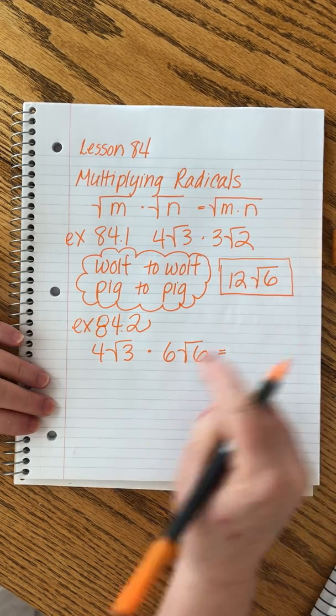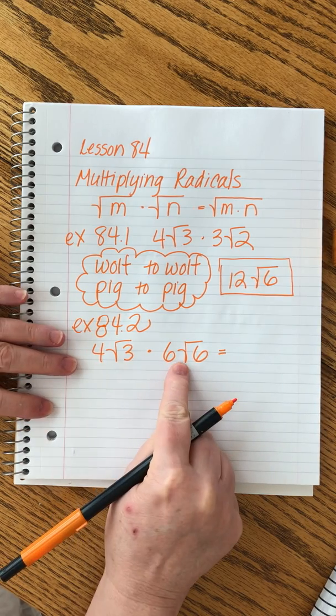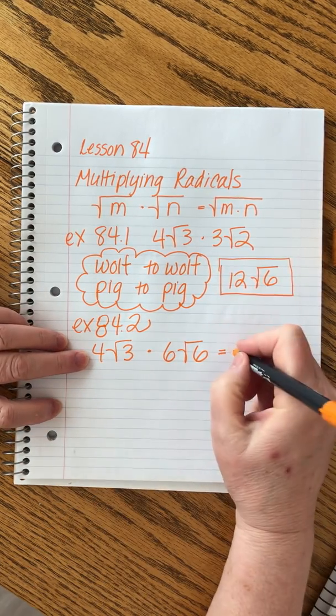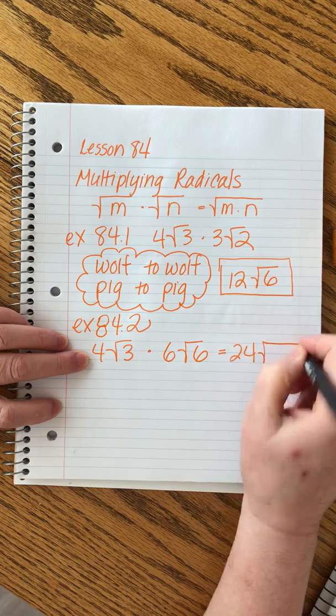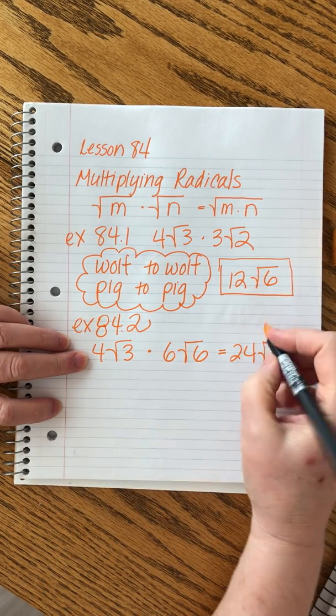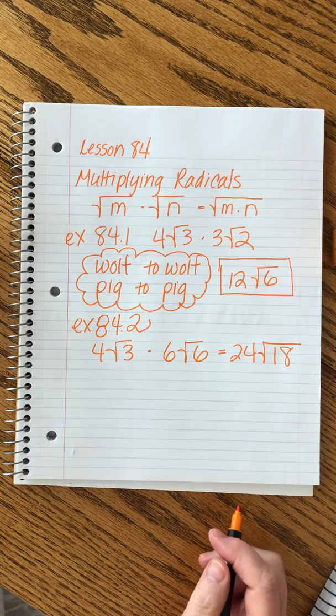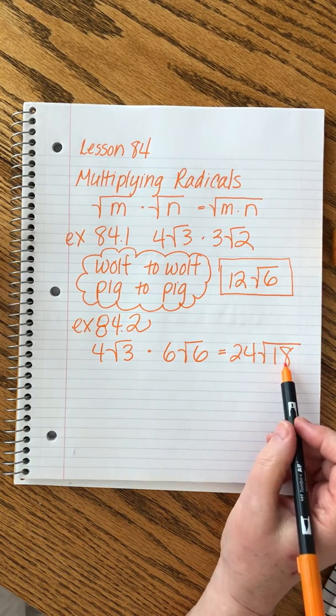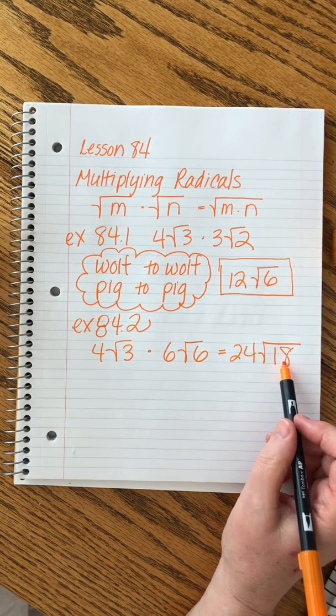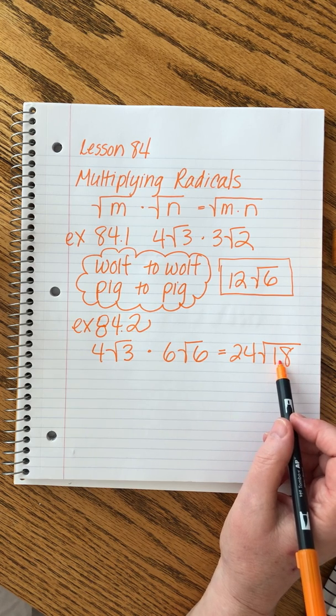Okay, so let's multiply our wolves. 4 times 6 is 24. And then our pigs, 3 times 6 is 18. But now we have a new situation. We have a root, a pig, that can be reduced, right?